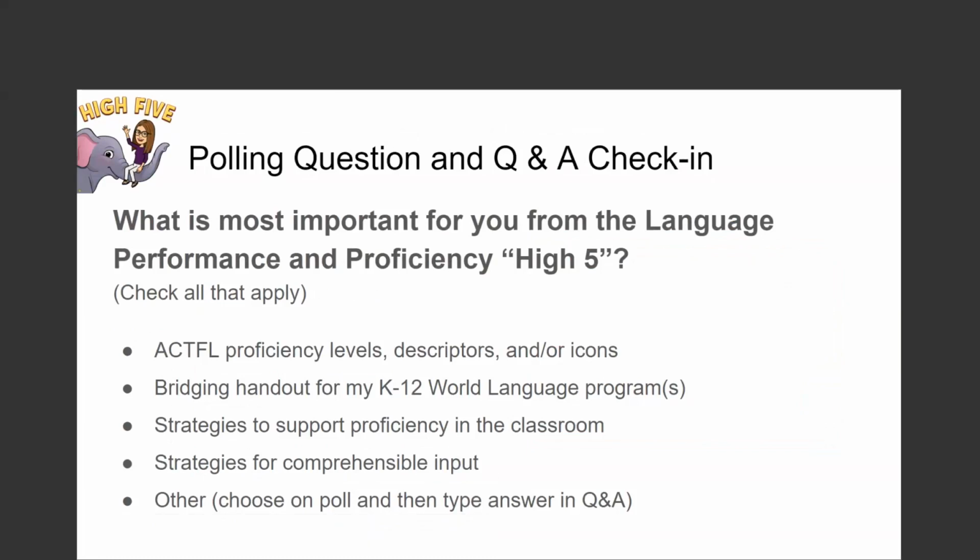Now we're going to think about what you've just heard and decide what is most important for you for the Language Performance and Proficiency High Five. And once again, this is a check all that apply. So it might be the actual proficiency levels, descriptors, and icons. Might be those bridging handouts. Could be the strategies to support proficiency in the classroom, or the strategies for comprehensible input that Leslie shared.